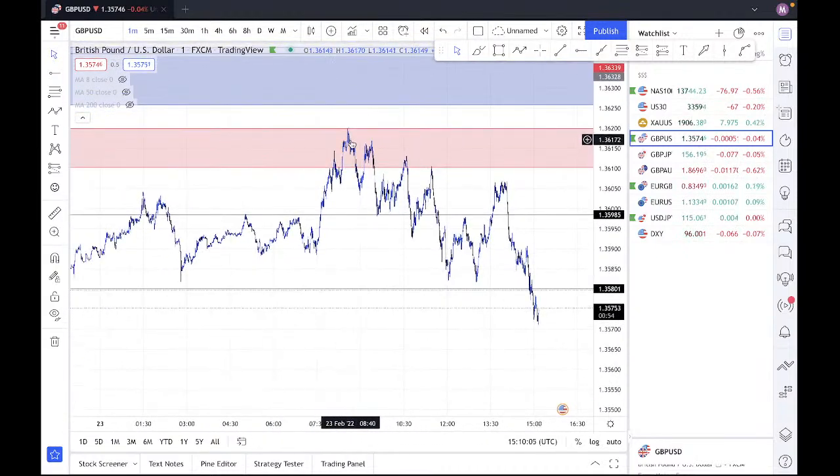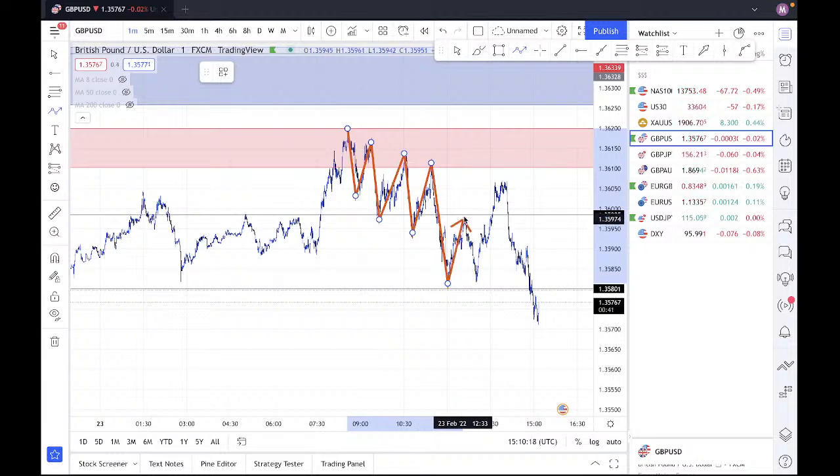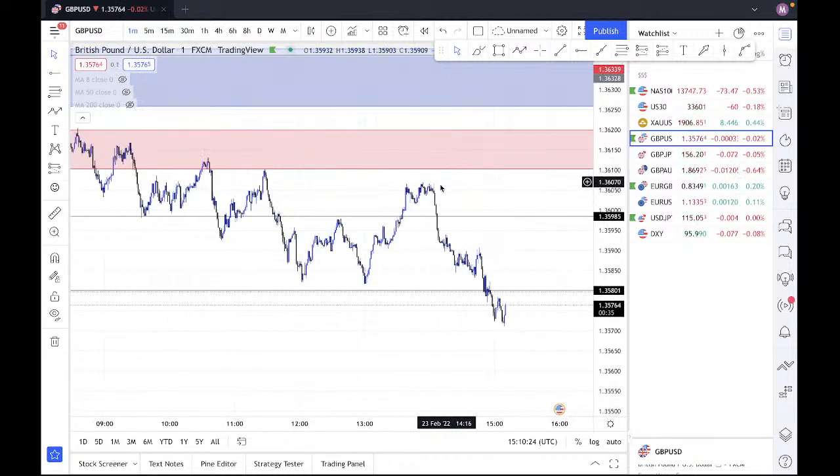And now again, what's it doing? Creating higher highs, creating higher lows. Again, you could have taken a sell in here, coming back up, because you've got your zone marked out for your higher time frame. You can see it's creating higher highs, higher lows, lower lows, lower highs. Again, this is what I was actually talking about. We'll delete this. So this is a nice key example.